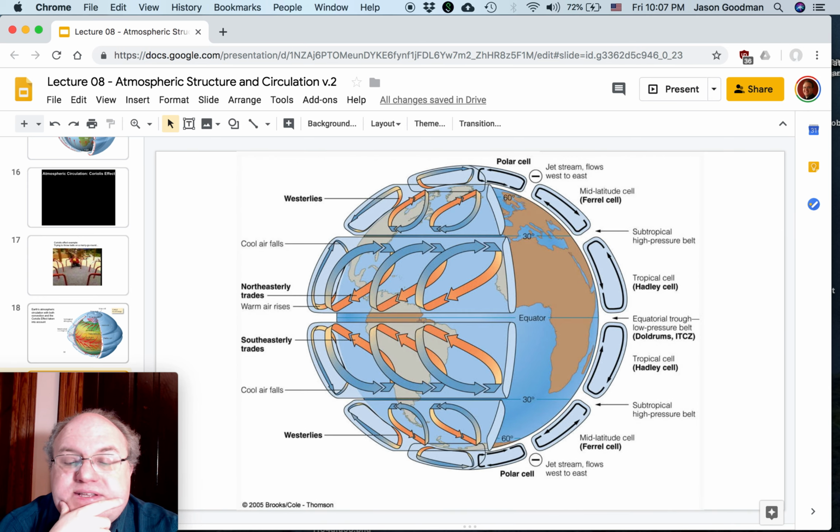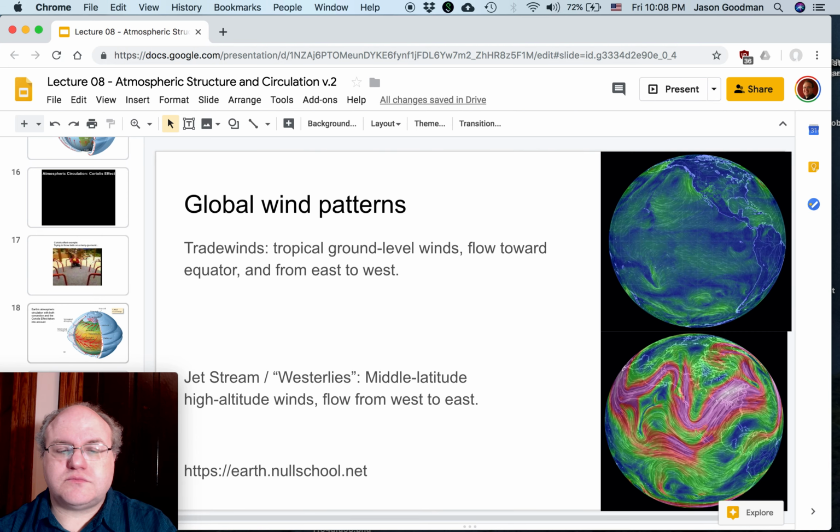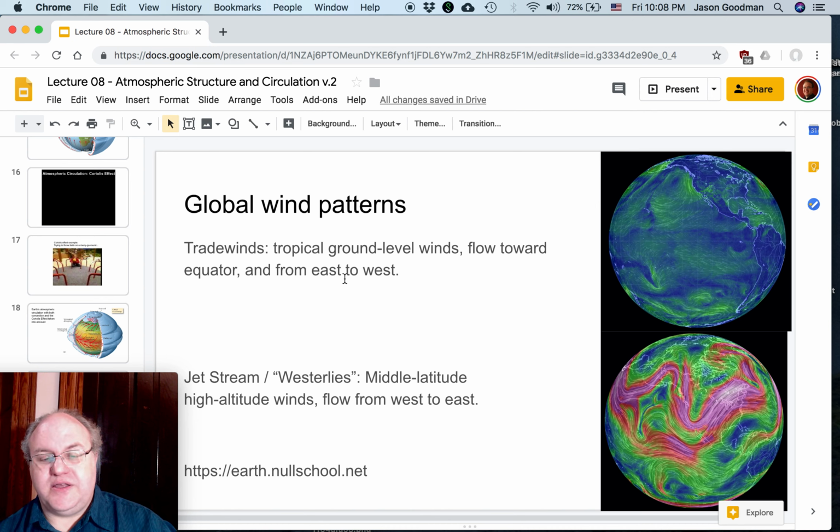All right, so this leads to these global wind patterns, and what I've shown you here is an idealized picture. It's worth taking a look at how this actually plays out in the real atmosphere. Once again, the two core ideas about global wind patterns are, down near the ground in the tropics, the trade winds that blow towards the equator and generally diagonally from east to west.